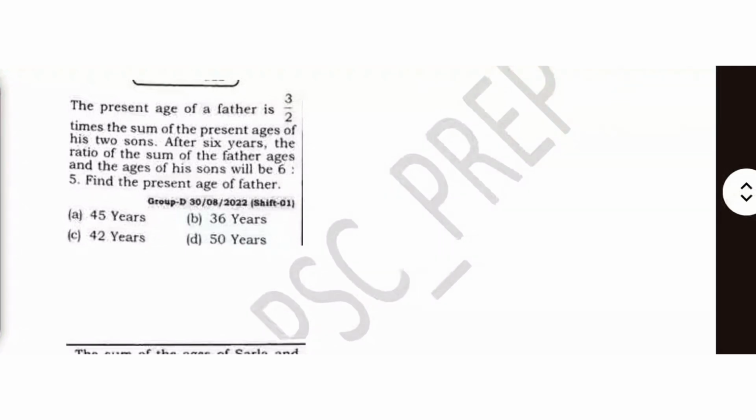The present age of the father is 3 by 2 times the sum of the present ages of his two sons. After 6 years, the ratio of the father's age and the sum of the ages of his sons will be 6 is to 5. Find the present age of the father. So we are given that the present age of the father is 3 by 2 the sum of the present ages of his two sons. Let the sum of the ages of the two sons be, guys, 2x. So 3 by 2 of 2x is nothing but 3x. So father is 3x and sons are 2x.